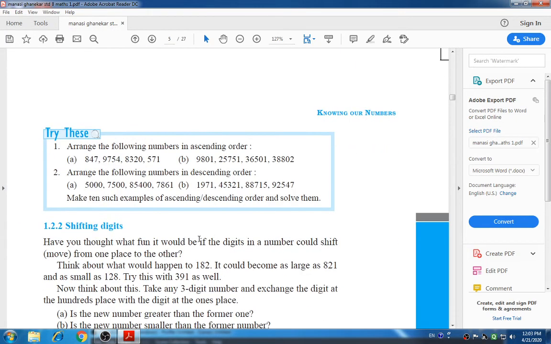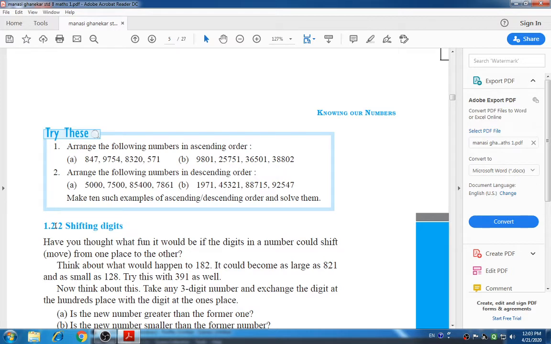The next one: arrange the following numbers in ascending order, and the question: arrange the following numbers in descending order. These four examples you have to solve in your notebooks. So try yourself, and if you have any queries you can ask me by writing in the comment box.